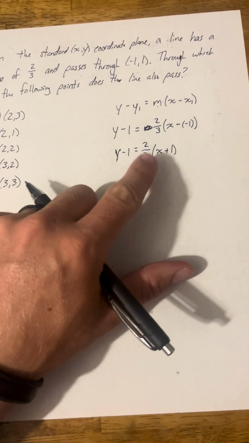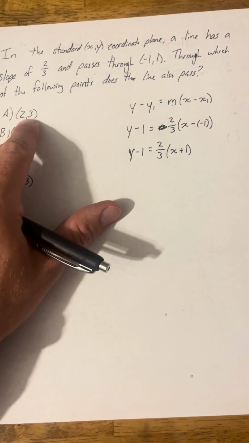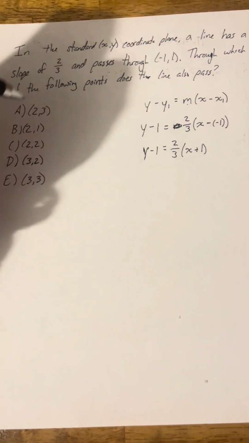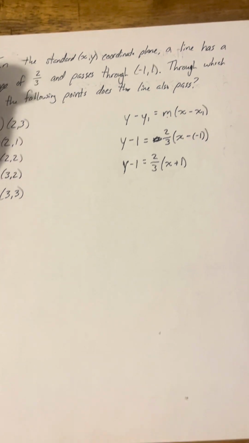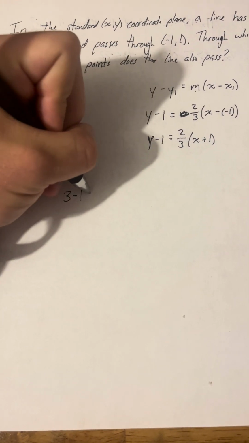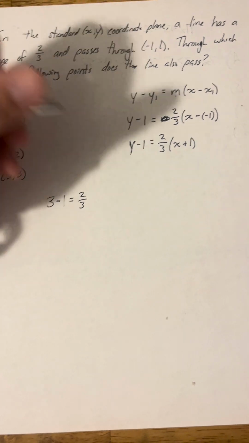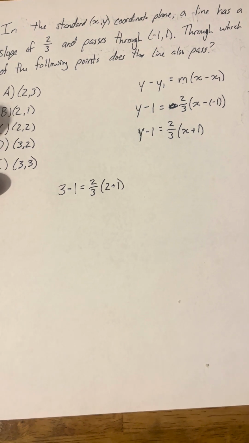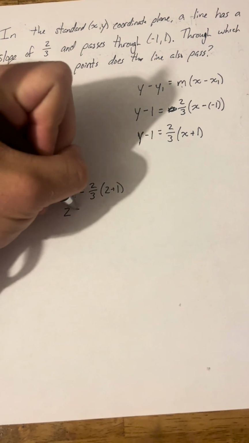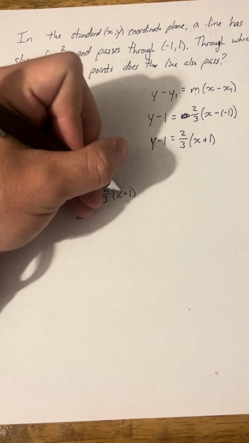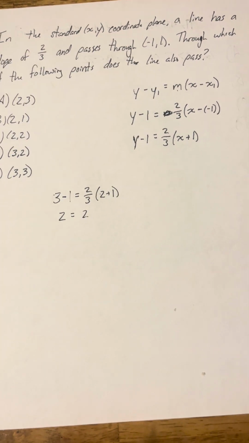We'll start with (2, 3). So I'm going to plug the 2 in for x and the 3 in for y. I'm going to come over here, because I'm going to continue to come back to this if the first one is not the correct answer. So y is 3, so 3 minus 1 equals 2/3 times, my x is 2, plus 1, okay? And then I'm going to solve this. 3 minus 1 is 2. Right here, 2 plus 1 is 3, and 2/3 times 3 is 2. Okay, so we got lucky on that one.